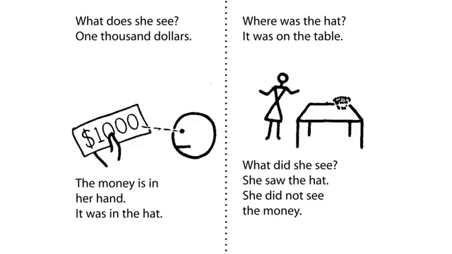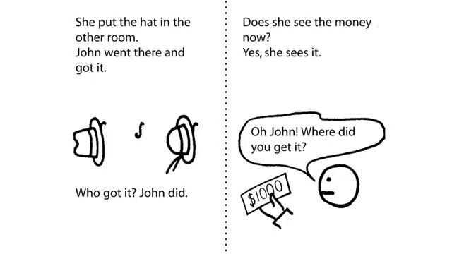It was in the hat. Where was the hat? It was on the table. What did she see? She saw the hat. She did not see the money. She put the hat in the other room. John went there and got it. Who got it? John did. Does she see the money now? Yes, she sees it. Oh, John, where did you get it?